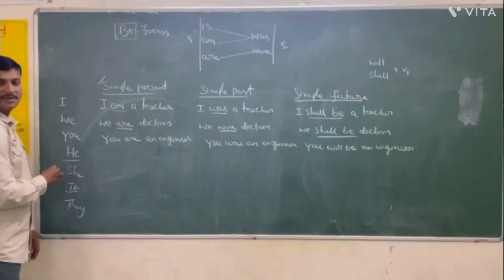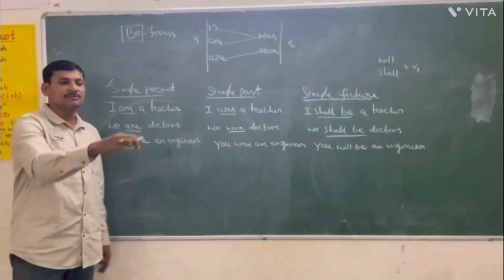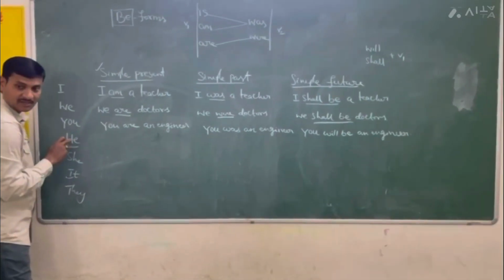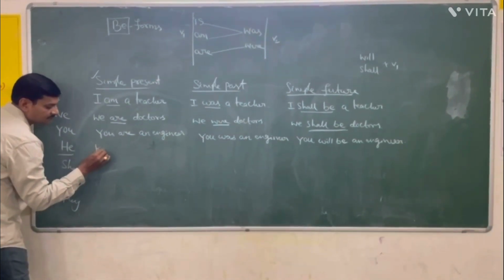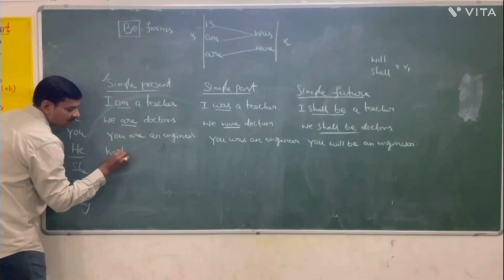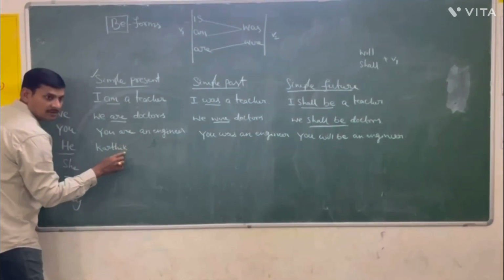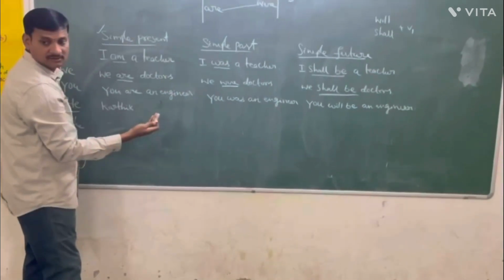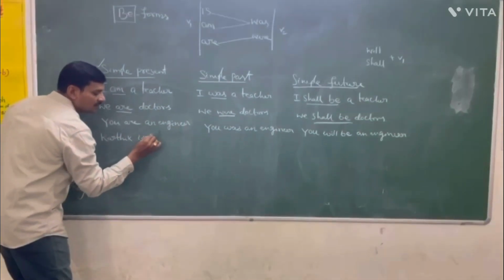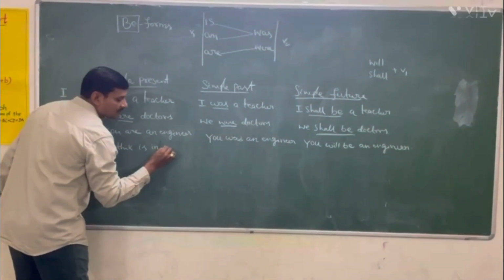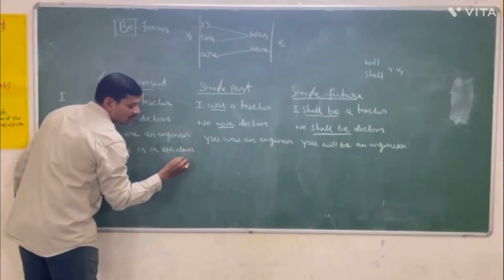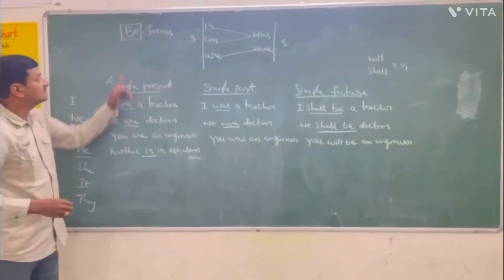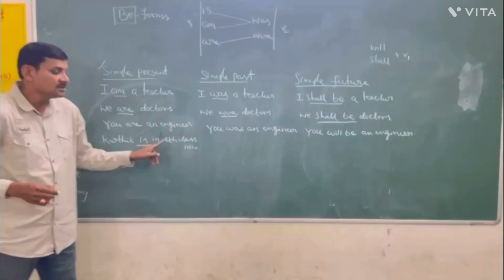Okay. One more example. He. For example, what's your name? Kartik. In the place of he, I am writing Kartik. What do we use, is or am? Kartik is in which class? Eighth class now. Where is the be form in the sentence? Is. This is in simple present. Kartik is in 8th class now.